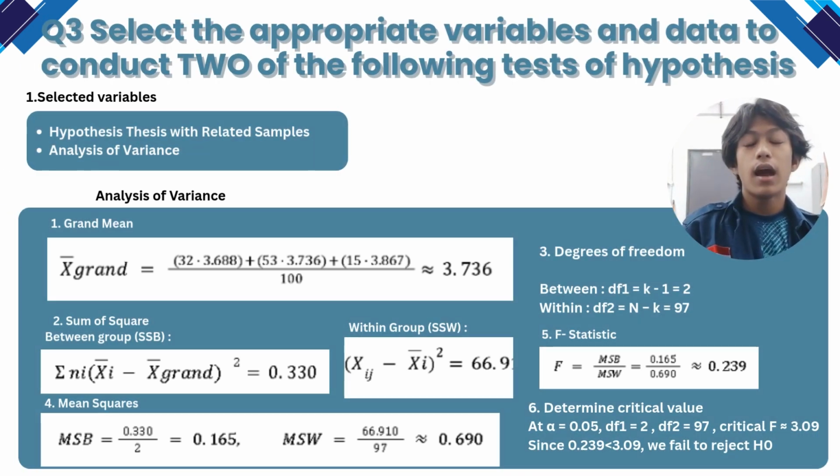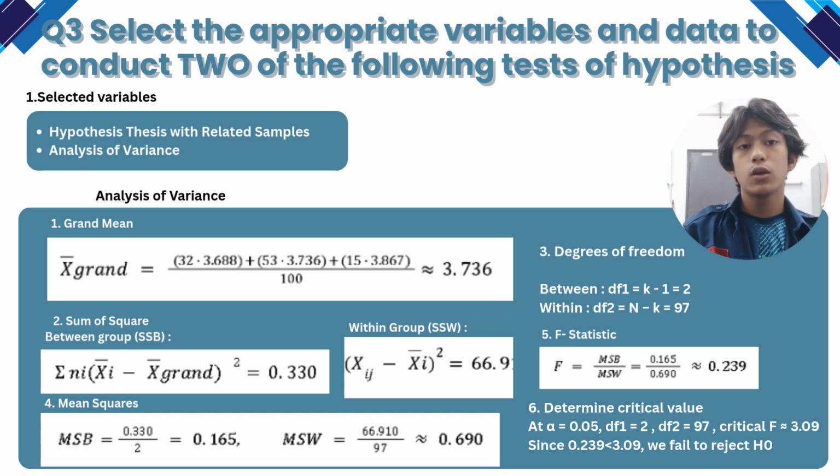Now for part B, the analysis of variance, or ANOVA. The second part of the analysis expanded the comparison to multiple groups using ANOVA. First, we calculated the grand mean, 3.936, which represents the overall average across all groups. Then we partitioned the total variability in the data into two components. One, between group variability, SSB, 0.330, meaning differences among the group means. And two, within group variability, SSW, 66.910, differences within each group.